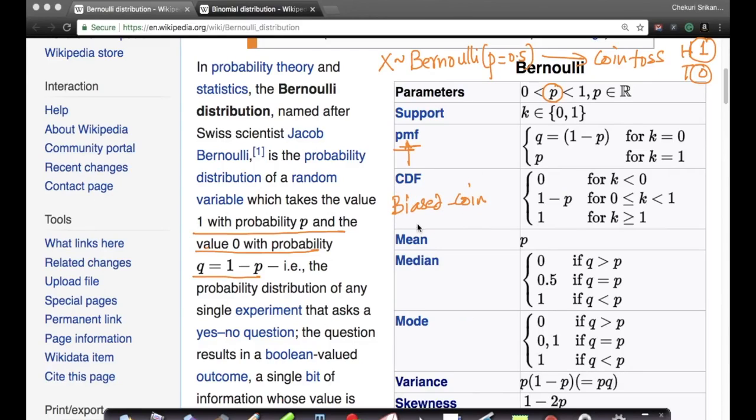Suppose I have a biased coin, which means it doesn't always give heads and tails with 50-50 probability. Let's assume it generates heads, which is equal to 1, with a probability of 0.9, and tails, which is a value of 0, with a probability of 0.1. Suppose somebody built a biased coin by changing the weight of the coin on one side, which generates heads more times than tails.